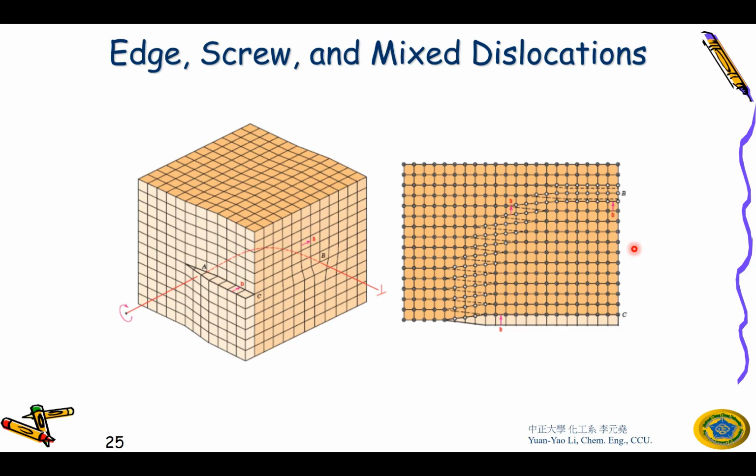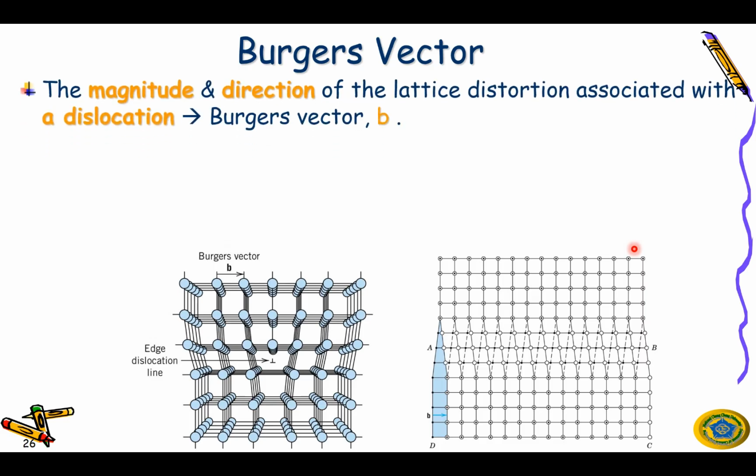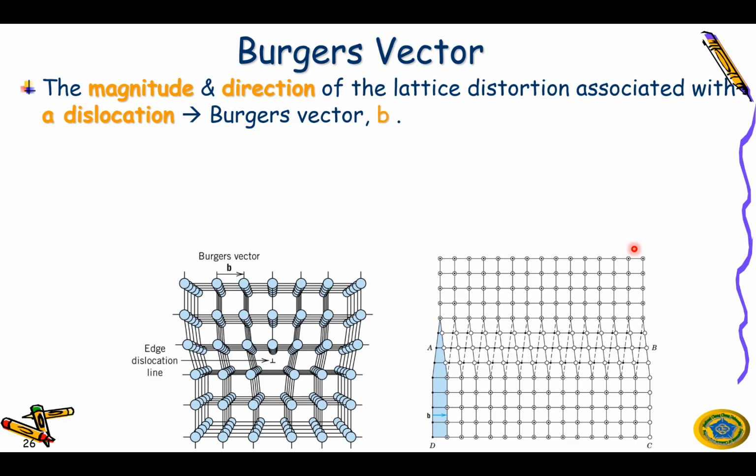Just for your information, here are the edge dislocation and screw dislocation. We already know the Burgers vector. The Burgers vector is the magnitude and direction of the lattice distortion associated with a dislocation line. That's why we call it the Burgers vector. The Burgers vector includes two important pieces of information. The first one is the direction. Second is the magnitude.